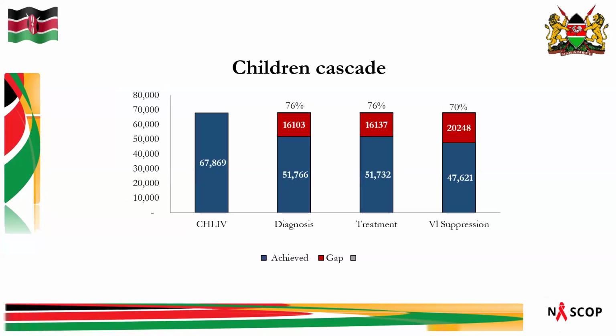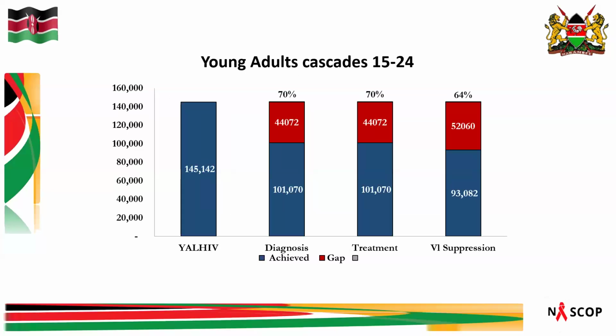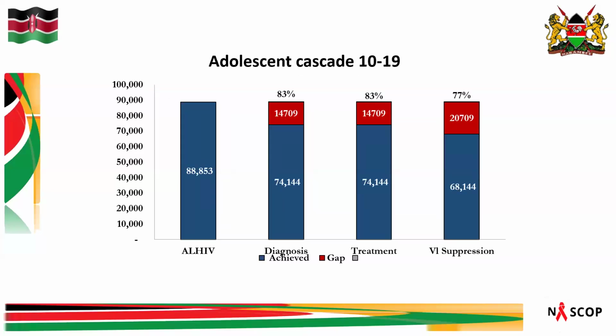Among that, we have been able to achieve 76% in diagnosis, 76% in treatment, and 70% in viral suppression. On the adolescent, this is the AYP, the adolescent group. We have an estimated 88,000, and we have been able to achieve a diagnosis of 83%, treatment 83%, and viral suppression 77%.